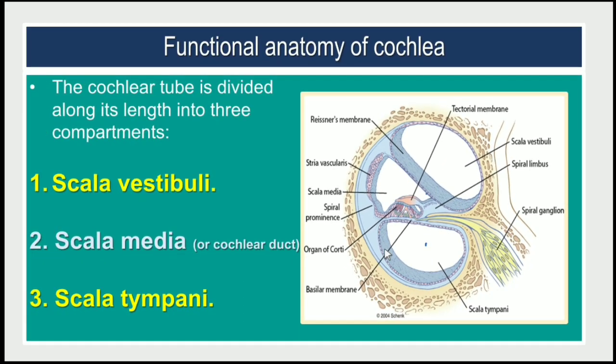So in this slide, we have discussed three compartments in the cut section of the cochlea. Number 1 compartment, scala vestibuli; number 2 compartment, scala media; and number 3 compartment, scala tympani. Between scala vestibuli and media is Reissner's membrane, and between media and tympani is the basilar membrane. Reissner's membrane is comparatively tough or taut, or you can say rigid, but the basilar membrane is more elastic in nature.